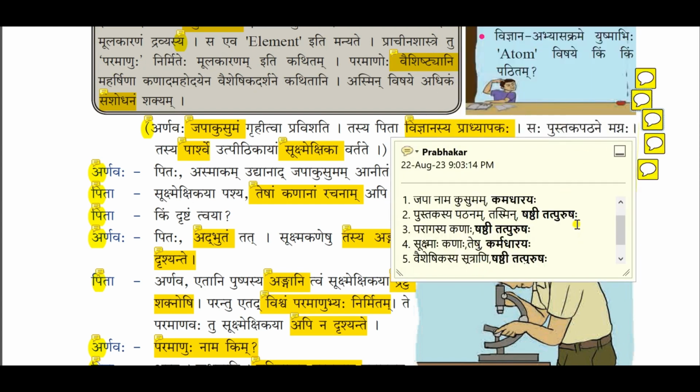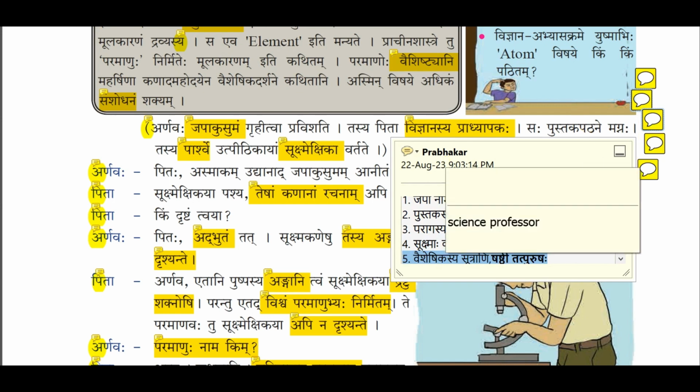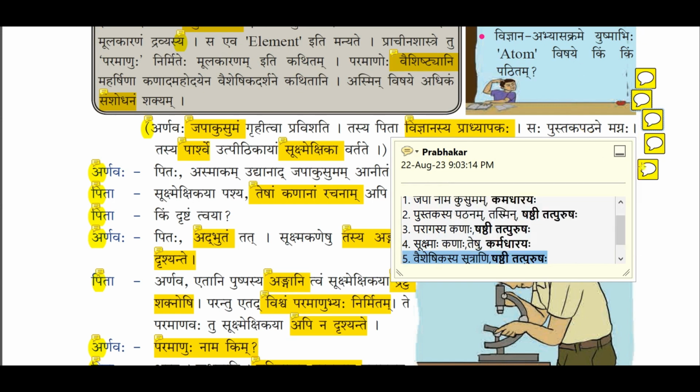Now come to Sandhi Samas words. We have seen Japa Kusumam Karmadharaya Samas, Pustakasya Patnam Tasmin Shashti Tatpurusha Samas, Paragasya Kanaha Shashti Tatpurusha Samas, Sukshmaha Kanaha Teshu Karmadharaya Samas, Vaisheshikasya Sutrani. That has not come till now, so this paragraph is remaining. Now I show you a few questions from here.